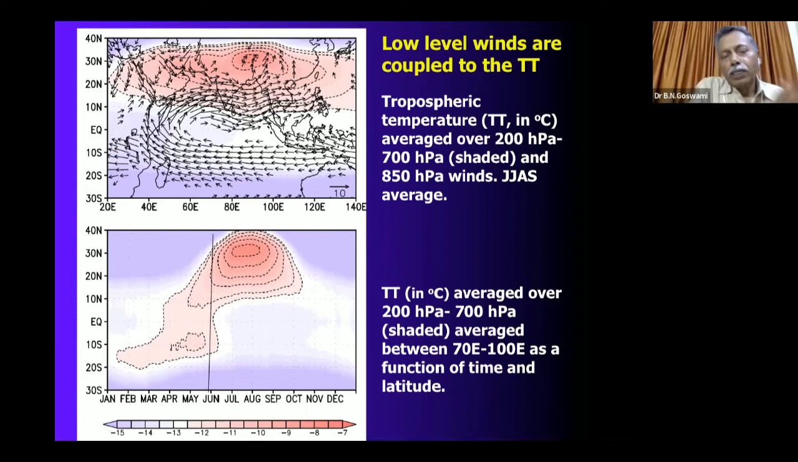In fact, if you remember, when I showed the convective coupling with the rainfall, it has certain centers of action and it is a little bit broken up. But here the tropospheric temperature is a much smoother field, and the relationship with the winds is much stronger in this tropospheric temperature field. And therefore it gives us a basis to develop this theory.